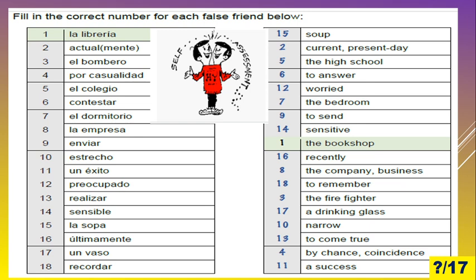Número 6, contestar. People think it's to be in a contest or to compete or something like that. It actually means to answer. And what else shall we have? 18, recordar. Sounds like to record, but it isn't. It is to remember. So there's the sort of things that you need to be looking out for, the false friends.